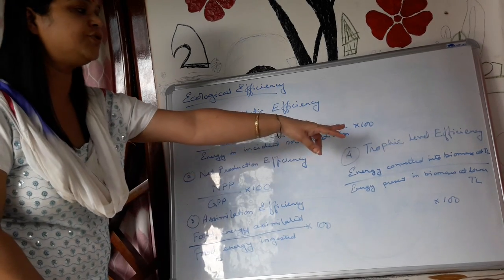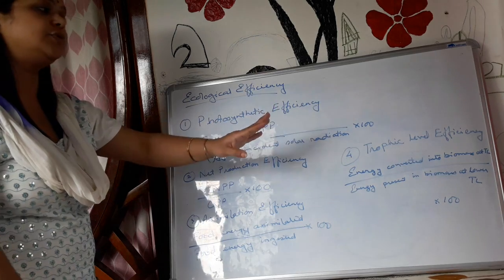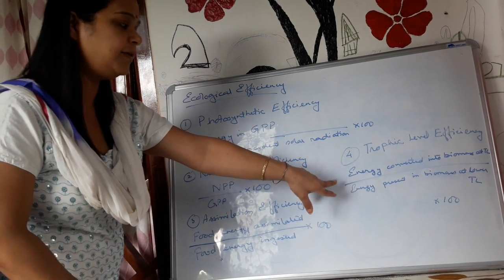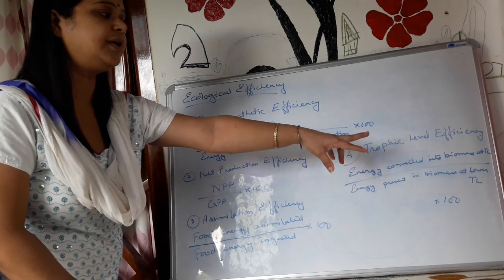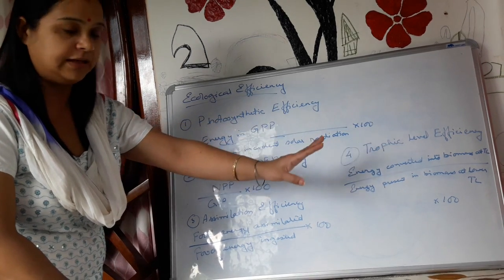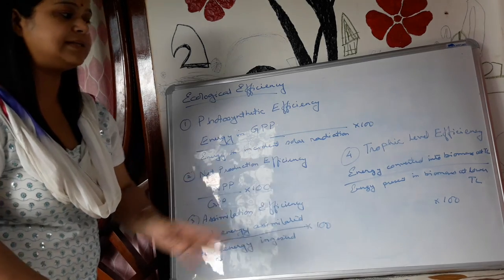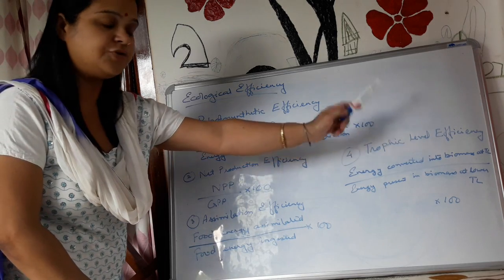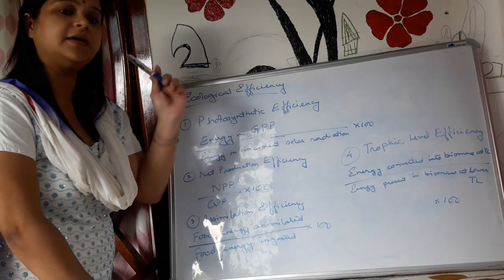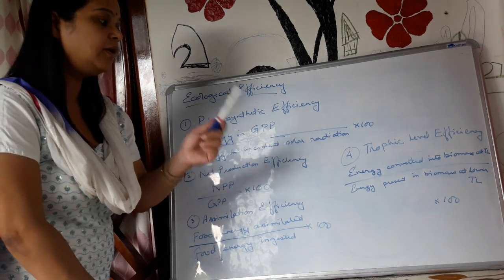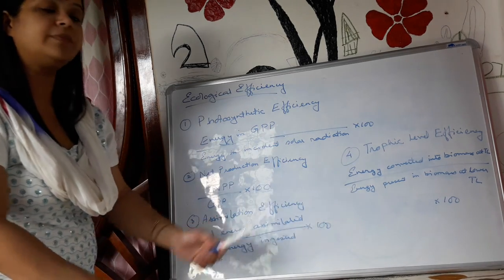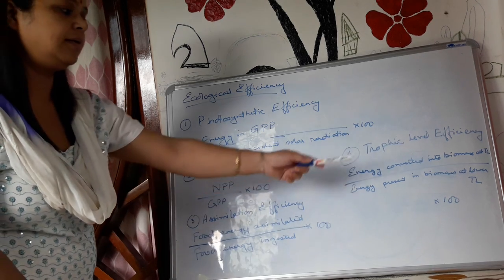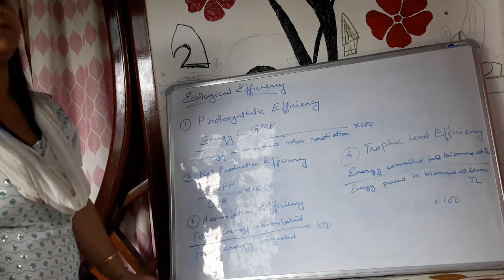And the fourth one is the trophic level efficiency, or it is also known as the ecological efficiency. This can be explained by the ratio of energy converted into biomass at a trophic level divided by energy present in biomass at the lower trophic level. That means at a trophic level, how much energy is being converted into biomass, to the energy present in biomass at the lower trophic level. Lower trophic level means the base. So that into 100 gives us the trophic level efficiency.